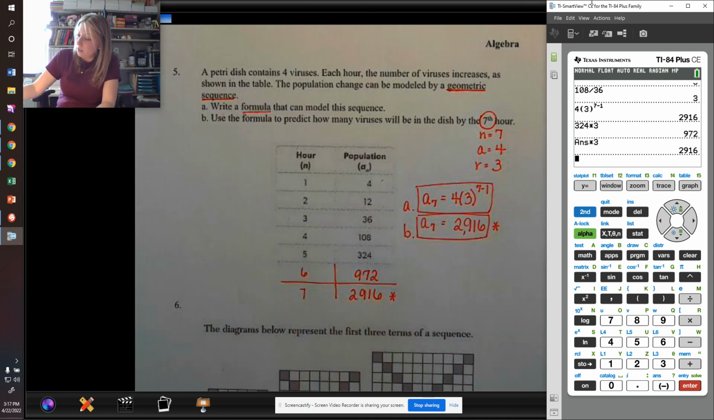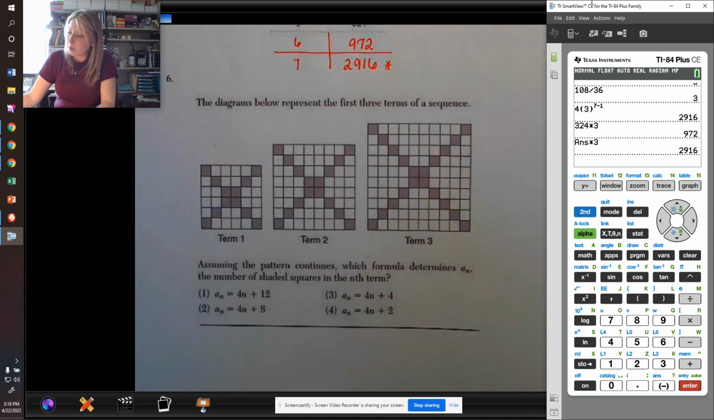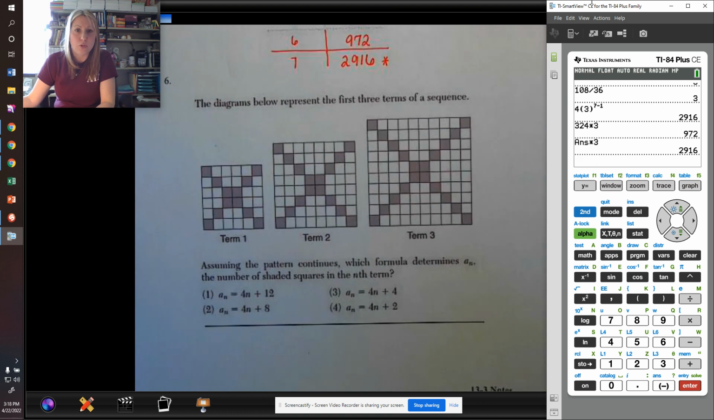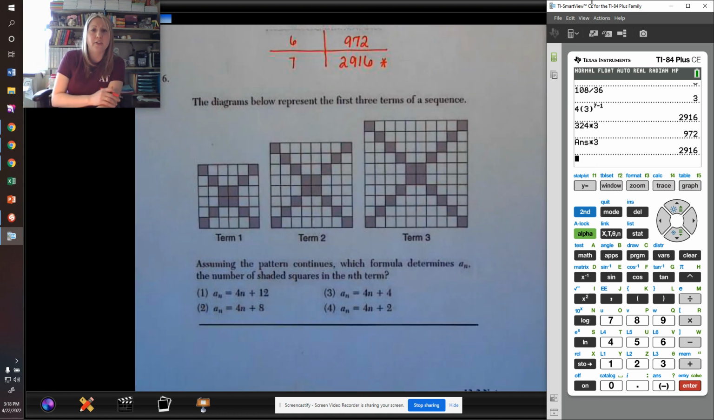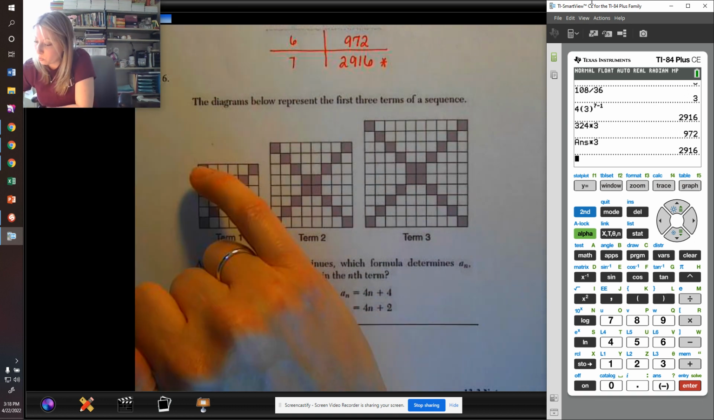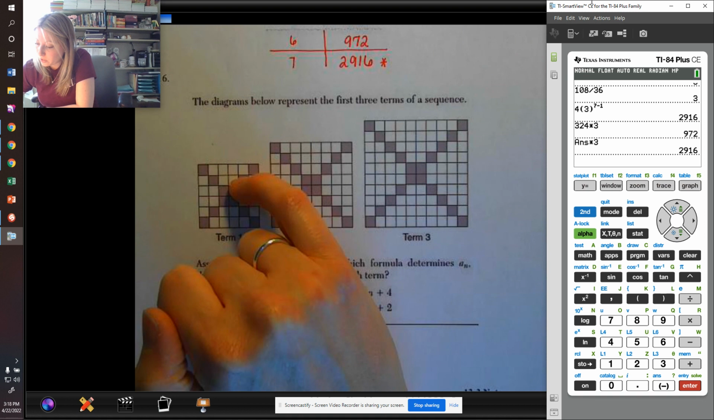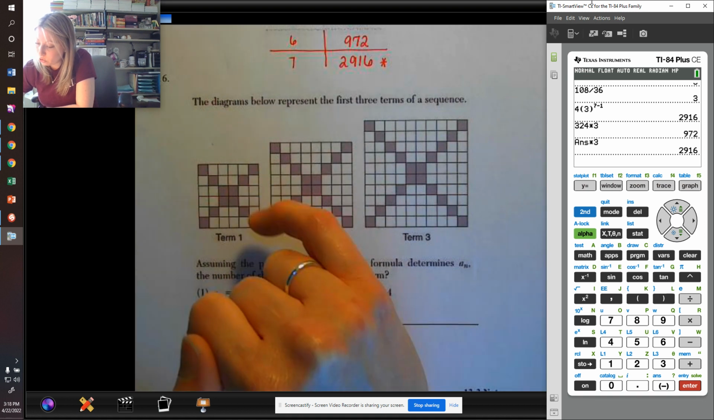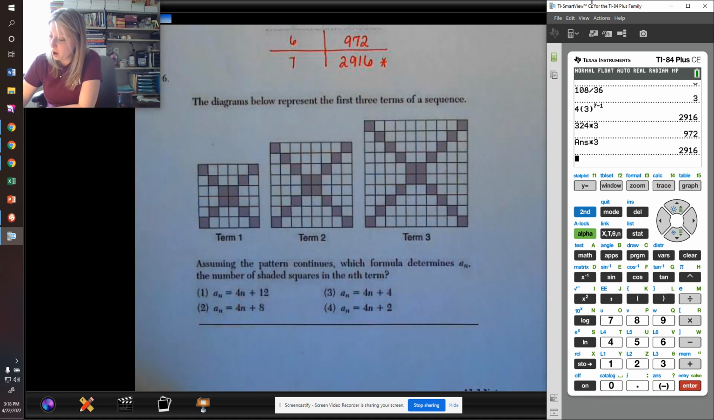All right. Let's look at this diagram below. We've got term 1, term 2, term 3. Assuming the pattern continues, which formula determines A sub n, the number of shaded squares in the nth term? Oh, shaded squares. Okay, so let's take a peek. Let's count our shaded squares. 1, 2, 3, 4, 5, 6, 7, 8, 9, 10, 11, 12. So that's 12.